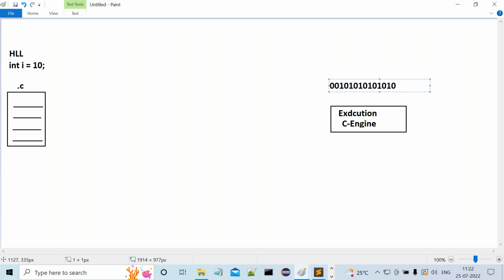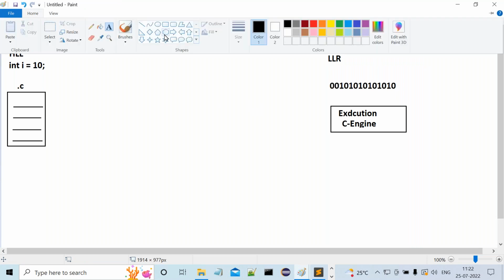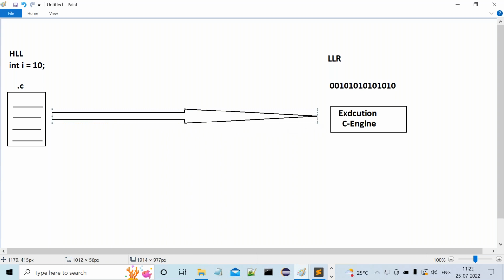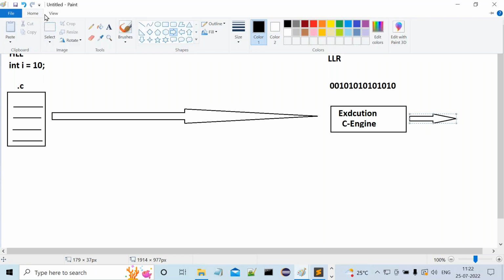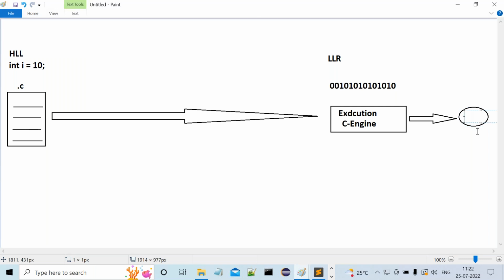That would be zeros and ones. Are zeros and ones a high level representation or a low level representation? Low level representation. Observe this clearly. When I give the C program to the C engine to execute, the C engine has to provide some output. By the execution of the program, we have to get some output. Clear or not? Okay, fine.